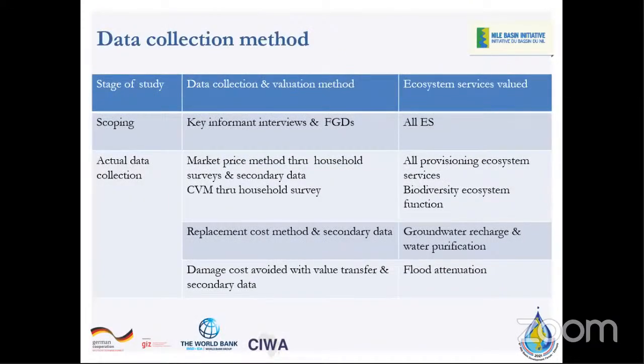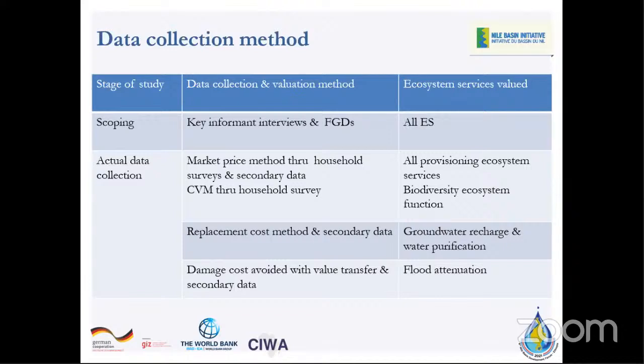So this is the data collection method. The first methods were interviews and FGDs at the scoping stage, that is knowing which ecosystems to value, the boundaries and the stakeholders. And this was done basically for the whole of the ecosystem services. Then the actual data collection involved a number of methods. So one was market price method, which used secondary data and household surveys, and largely for provisioning ecosystem services. That is the goods, the products that you can get hold of by hand. Then we had biodiversity ecosystems function, for which we used CVM, contingent valuation method, through household survey.